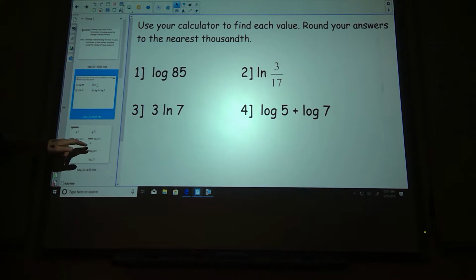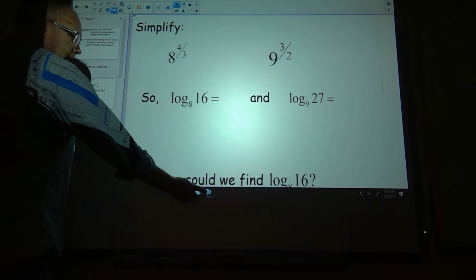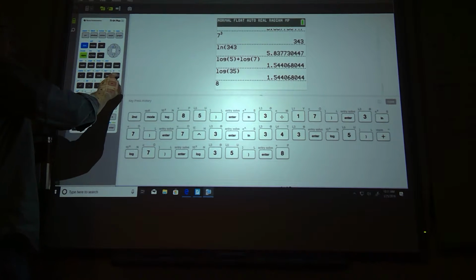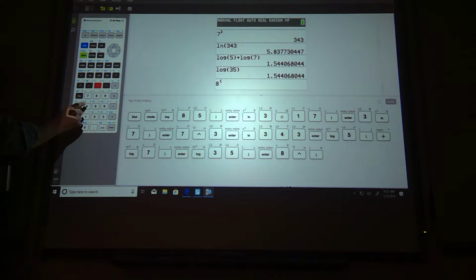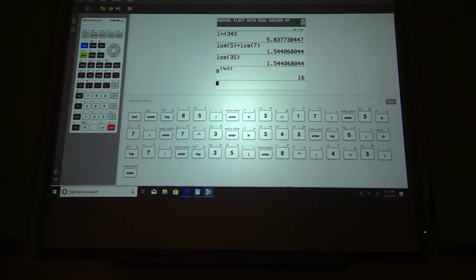All right. So then we take a look at this, and I was like, okay, can I do this on my calculator? 8 raised to the 4/3 power. Well, sure, my calculator is going to handle that nicely. I'm going to just go 8 caret. Make sure you have this in parentheses. 4 divided by 3, close parentheses, hit enter, and I get 16.